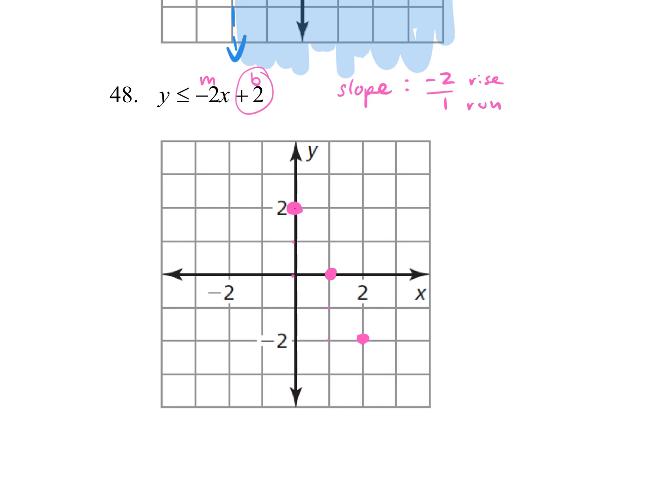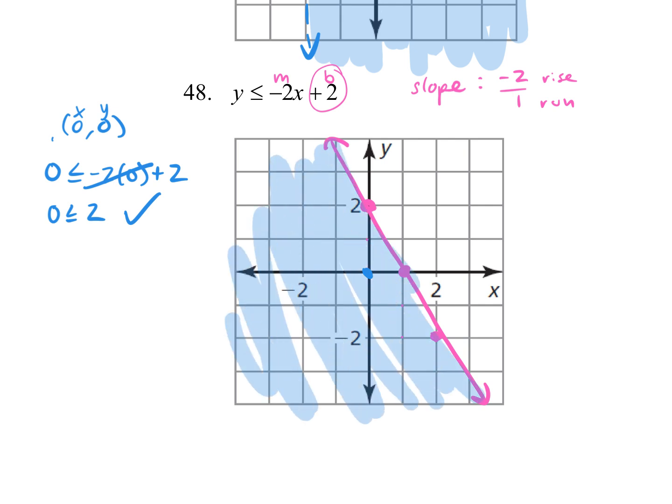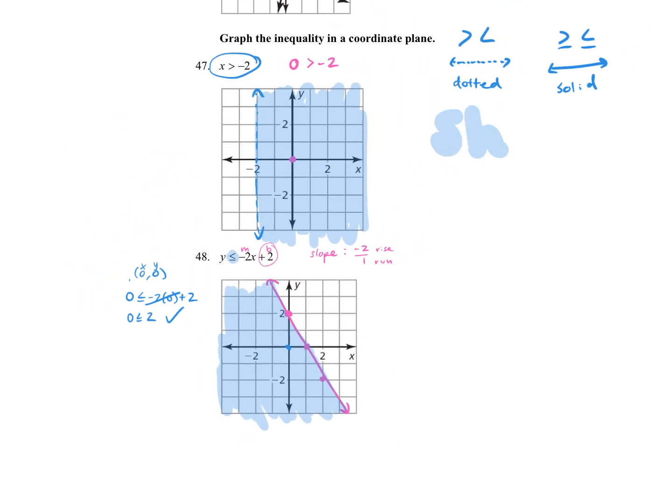This would be a solid line because it's less than or equal to. And then we can plug in a point and see where we're going to shade. So let's plug in 0, 0. When we plug in 0, 0, we're going to plug in 0 into the x and the y. So 0 is less than or equal to, what's negative 2 times 0? 0. So 0 is less than or equal to 2. Is this true? Yeah, 0 is less than 2. So we're going to shade where 0 is, so this way. Because it's an inequality, so that less than or equal to, you have to shade.